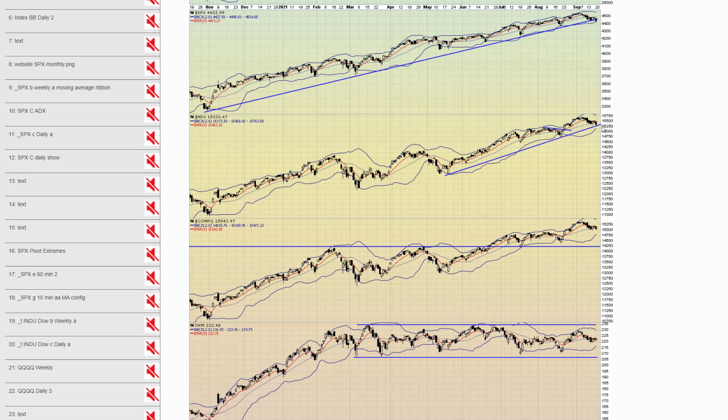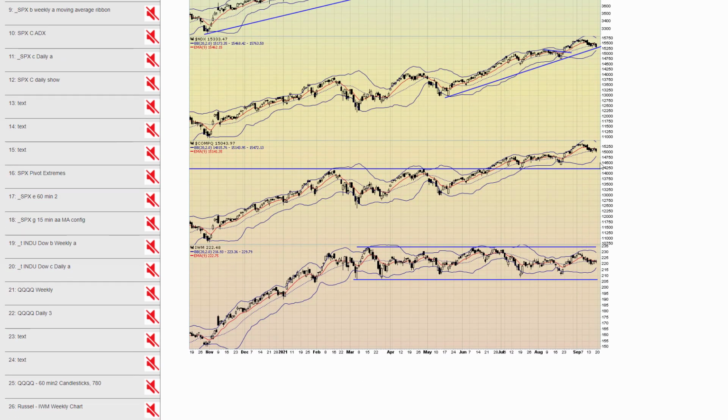Here's the Nasdaq testing this trend line. Here's the Russell small caps. Huge, very long sideways consolidation. Whenever it does break out of this pattern, either to the upside or downside, it's going to be a pretty good move, I think. It's built up energy. The longer you go in a sideways pattern like that, the more energy you build.